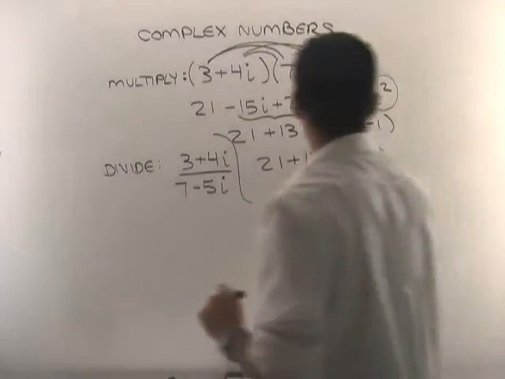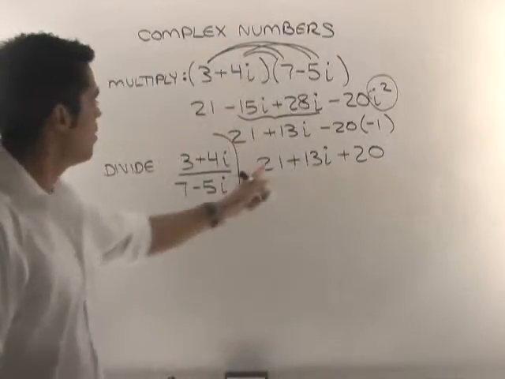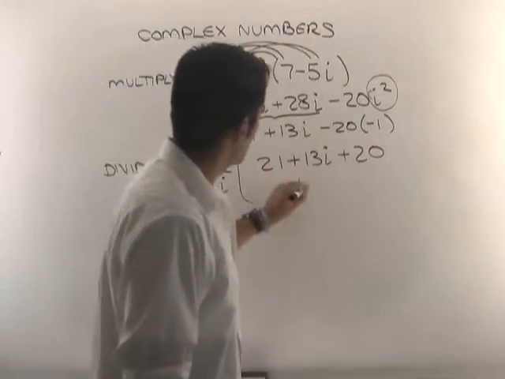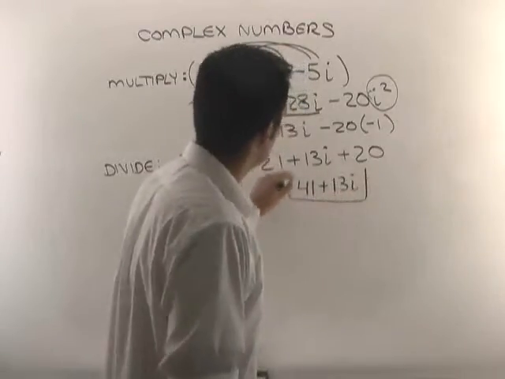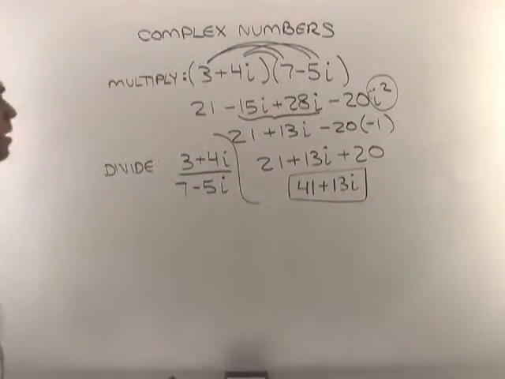So notice the sign here changed. And now we collect our 21 and our 20 together to give us 41 plus the 13i. So that's the multiplication of those two complex numbers.